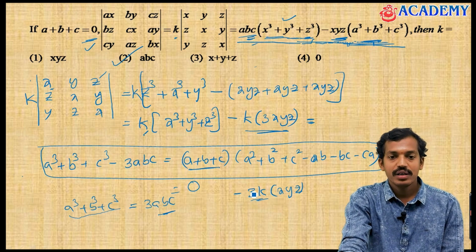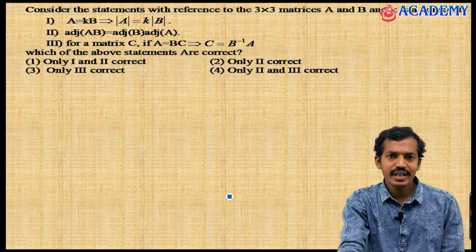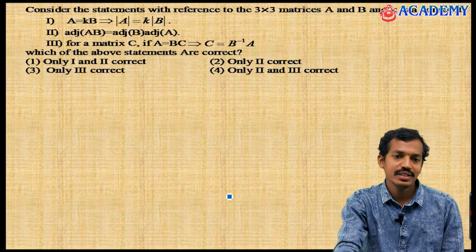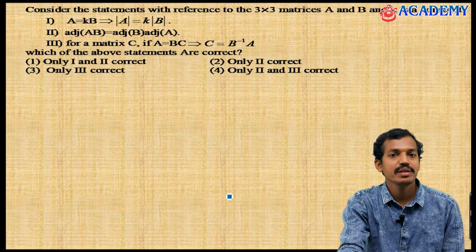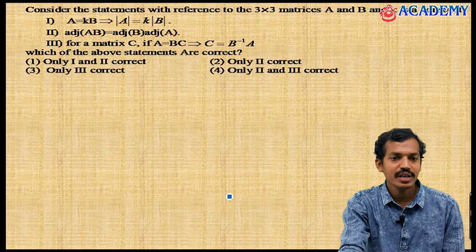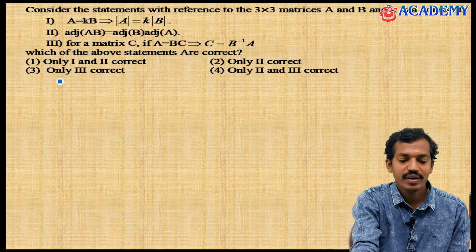Okay, let's move to the other problem. Right, in this problem, what is given? The statement is: consider the statement with reference to the 3 by 3 matrices A and B, and k is going to be our constant. Here see, the first statement is going to be what?